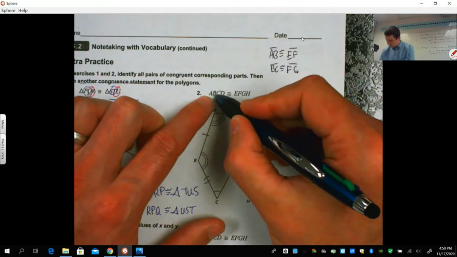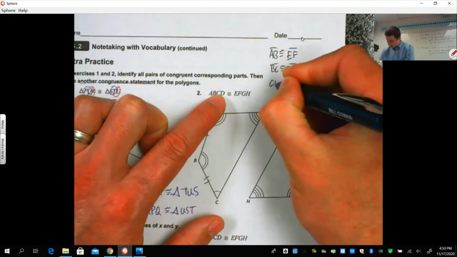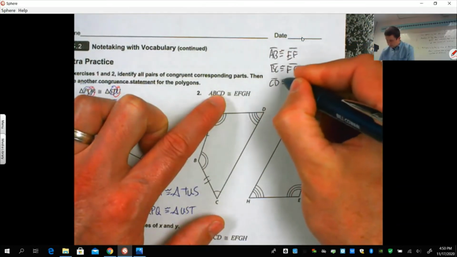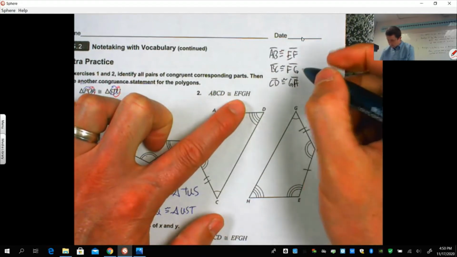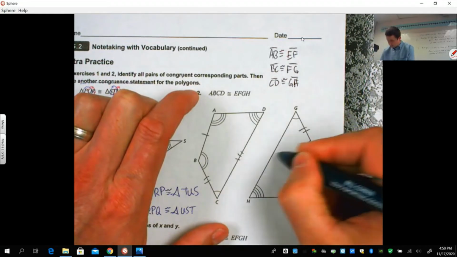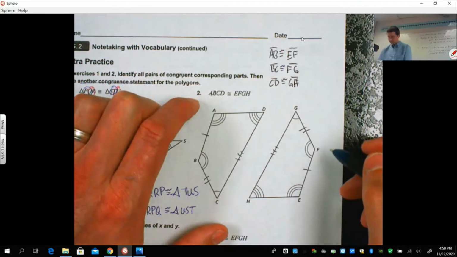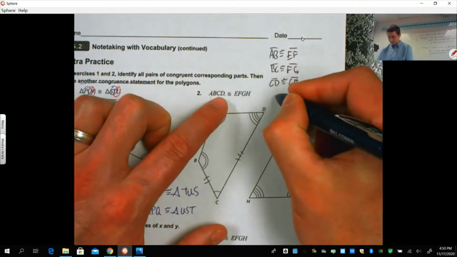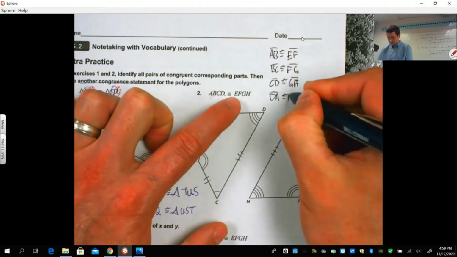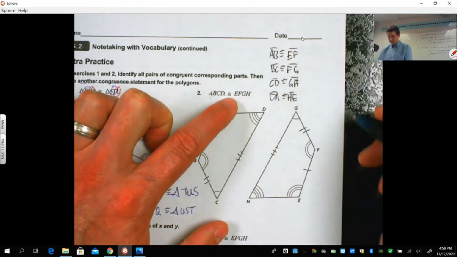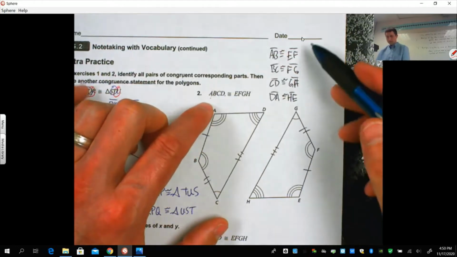1 and 2, 2 and 3, 3 and 4. CD is congruent to GH, the big one there. And then the last one and the first one, so DA is congruent to HE. Okay, so there's your sides.